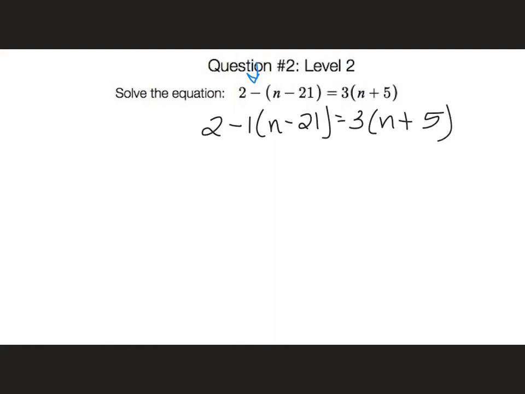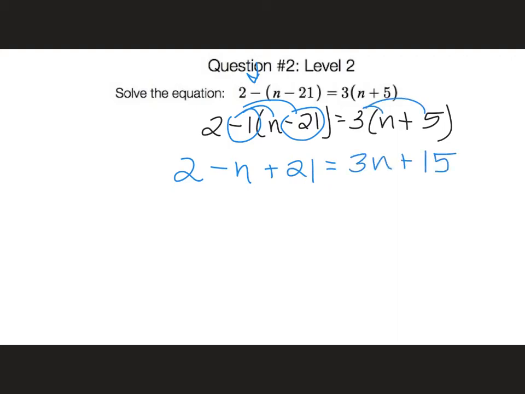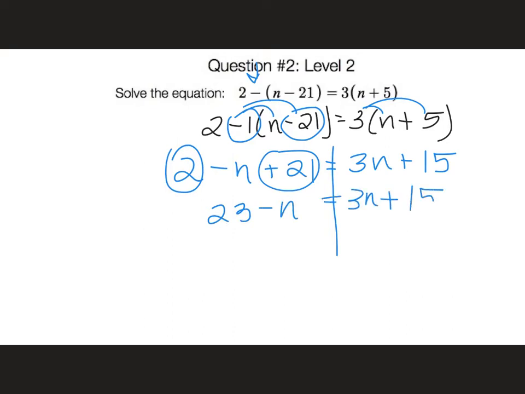So then, as we think about this problem, we're distributing this negative 1 to both pieces. So we'll have 2 minus 1n. Negative 1 times negative 21 is a positive 21. And on the right, 3n plus 15. From here, let's simplify what we can. We have 2 plus 21, so that gives us 23 minus n, and 3n plus 15 on the other side.